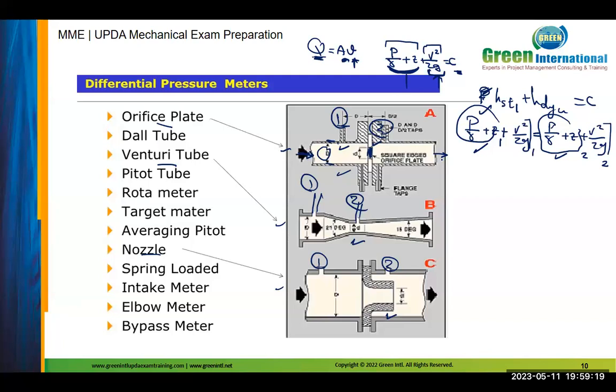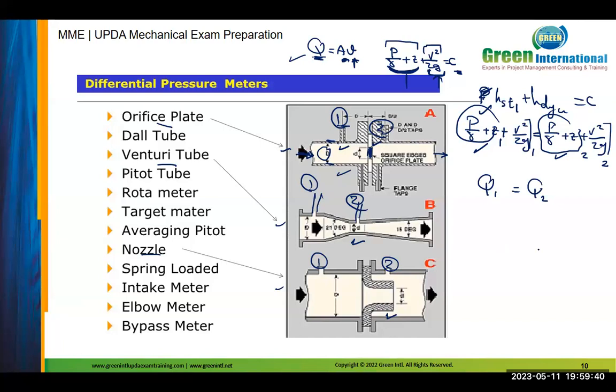The diameter for the first one and the diameter for the second one are already given. So what are the unknowns, V1 and V2? We can get a relation between velocity 1 and velocity 2. We can set velocity 2 equal to area 1 over area 2 times V1.